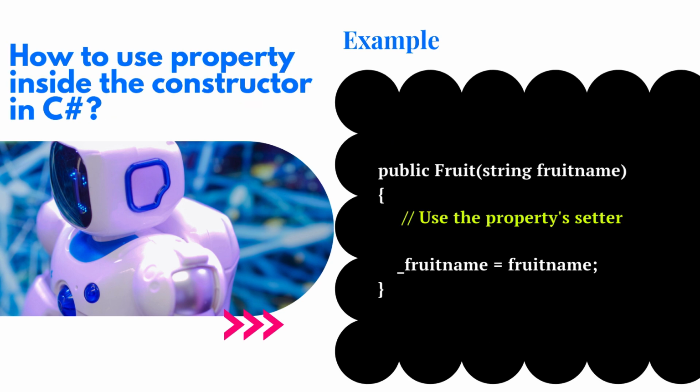How to use property inside the constructor in C#. This is a constructor of the fruit class that runs when an object is created. It initializes the private field _fruitName with the value passed as a parameter. This ensures the object starts with a valid fruit name.